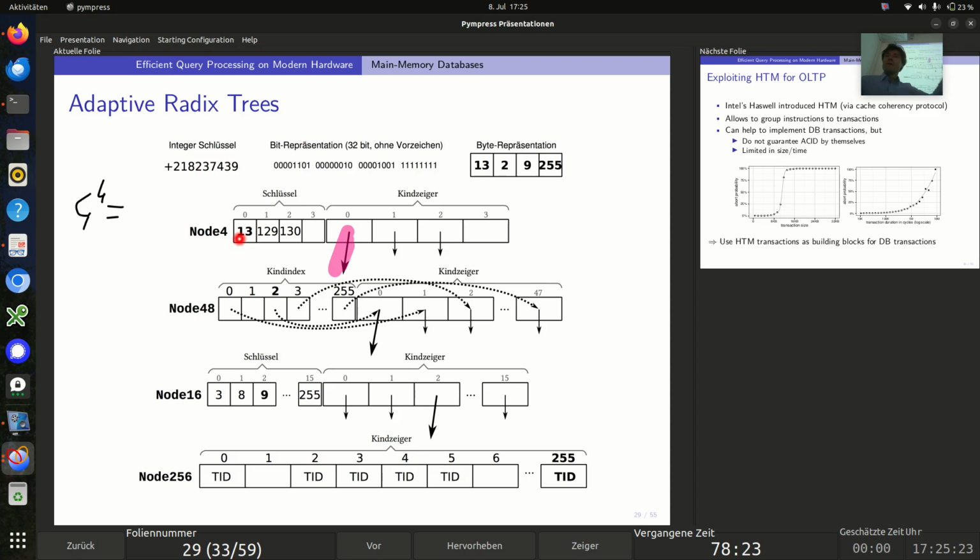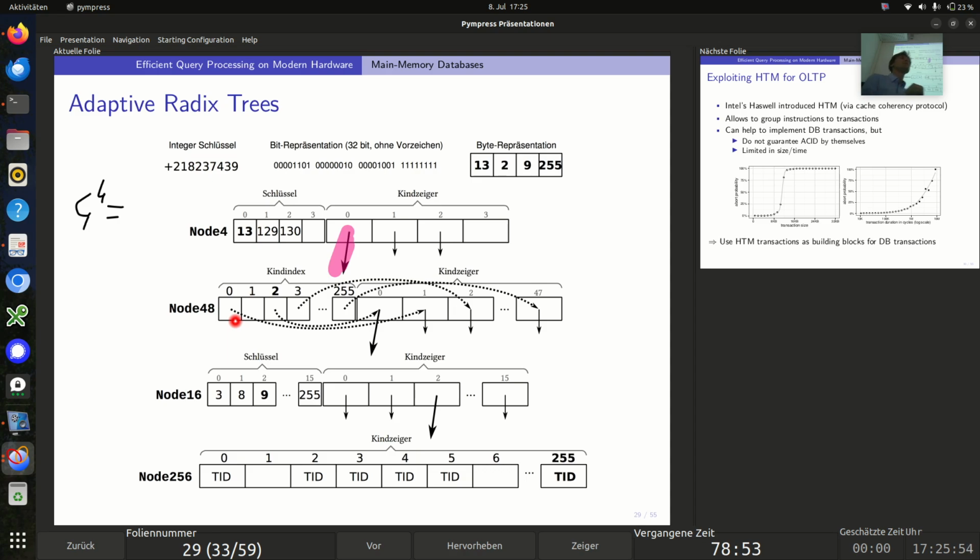If you have more than 4, then you need a node 16. If you have more than 16 prefixes for this first level, you need a node 48. And if you have 256 prefixes, you need a node 256. So this is by random. Is it now understandable? Other questions?